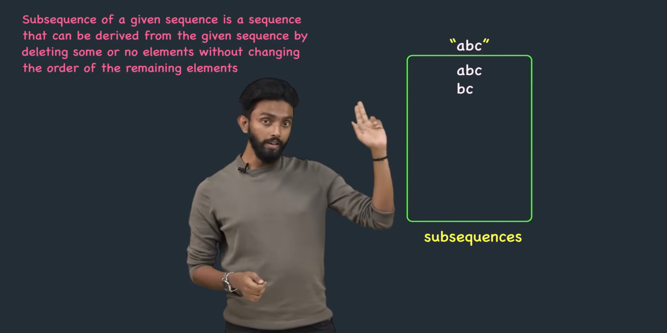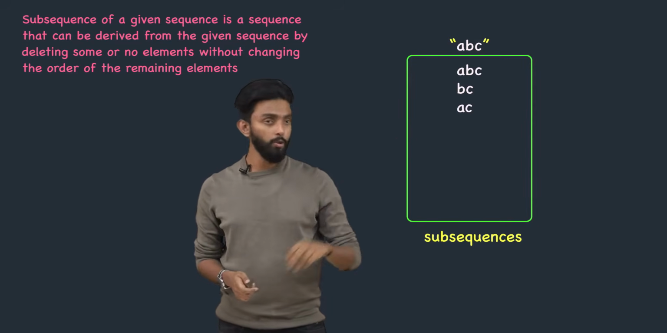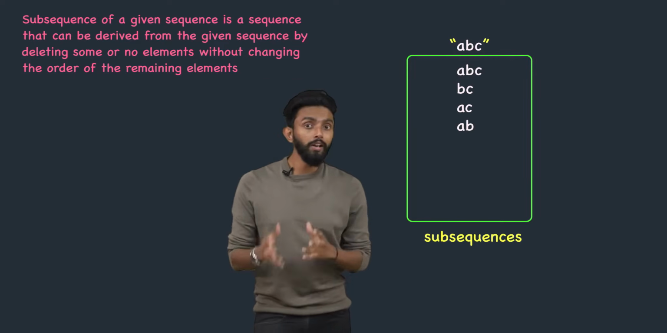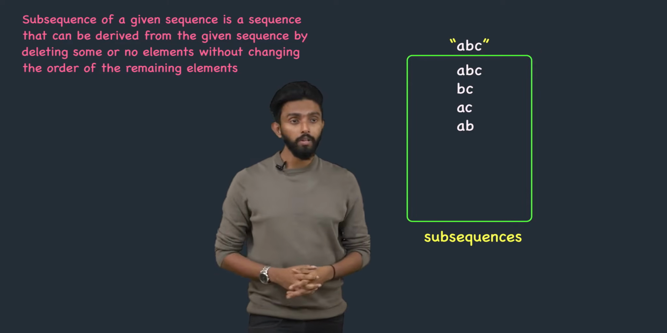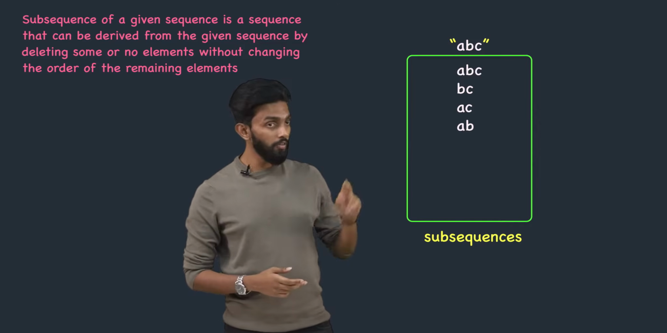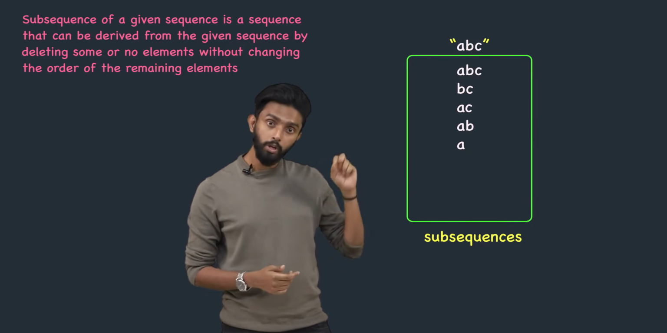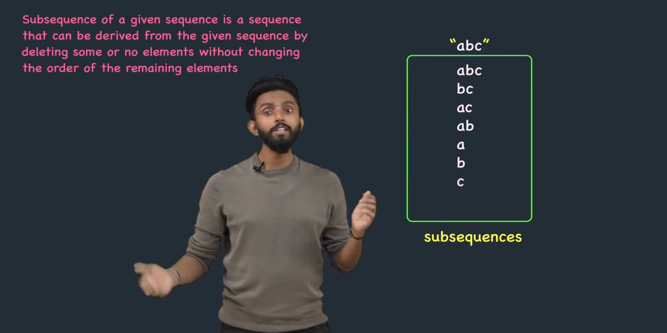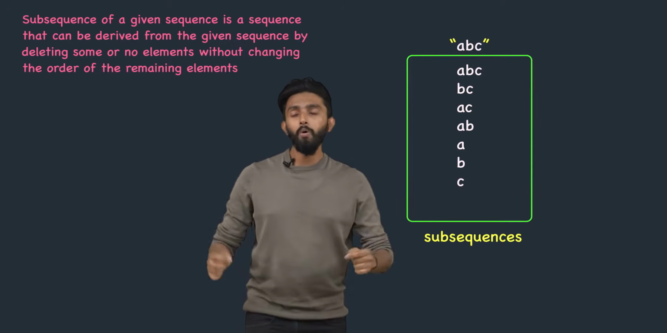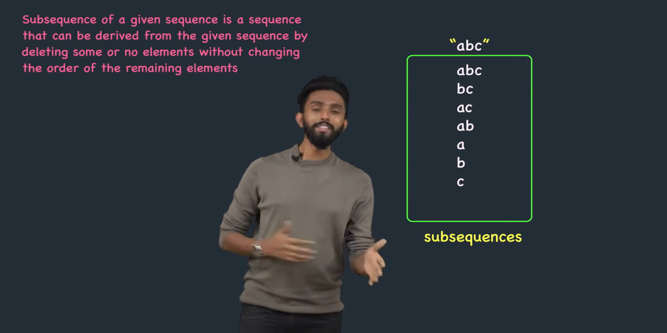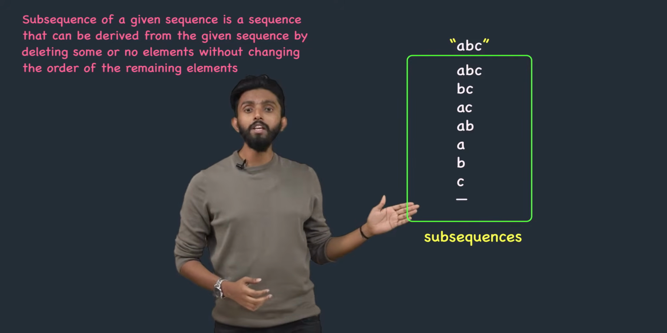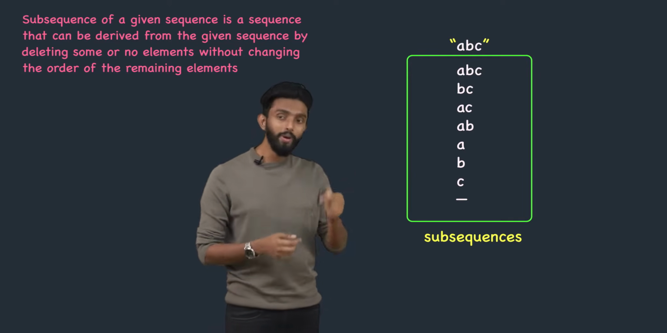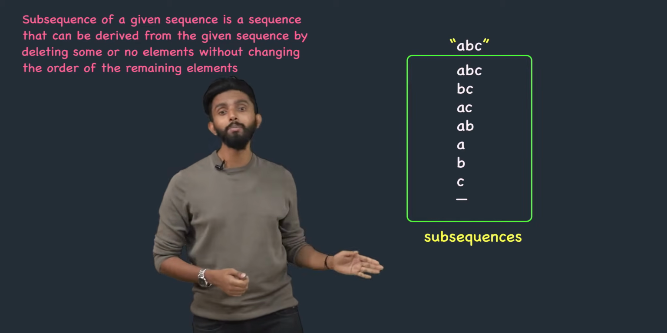Now I can delete B, in which case AC is a subsequence. I can delete C, in which case AB is a subsequence. Now don't think you can delete only a single character. You can delete multiple characters. Assume I preserve A and delete B and C. Then A is a subsequence. If I delete A and C, B is a subsequence. If I delete A and B, C is a subsequence. If I delete all three, A, B and C, then the empty string is also a subsequence, which I am just showing as a dash. So all these are the subsequences.